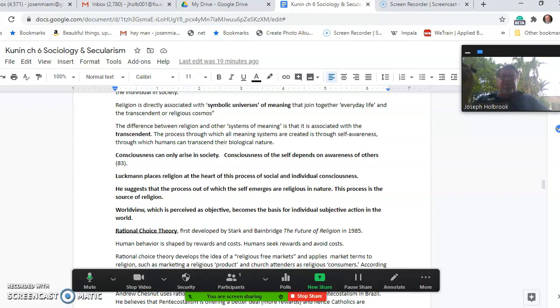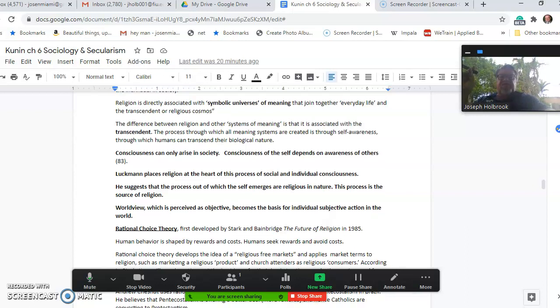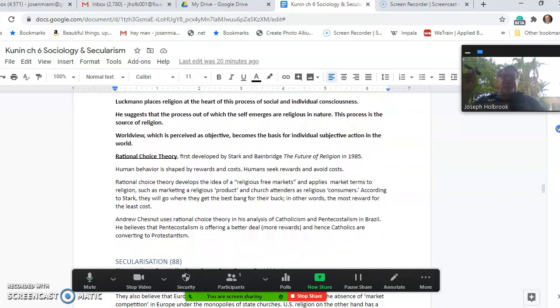He focuses on the idea of consciousness. Consciousness can only arise in society, and consciousness of self depends on the awareness of others. Luckmann places religion at the heart of this process of social and individual consciousness. He suggests that the process out of which the self emerges is religious in nature. This process is the source of religion, hence the idea of meaning, symbolism and meaning for the self. And this would also explain why religion is so widespread in every society. Worldview, which is perceived as objective, becomes the basis for the individual subjective action in the world.